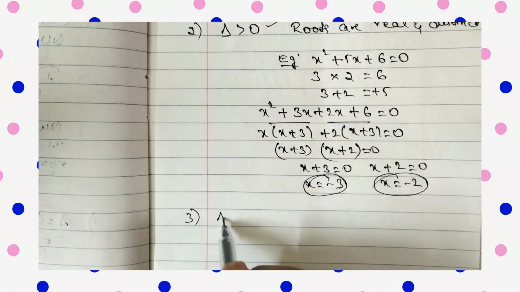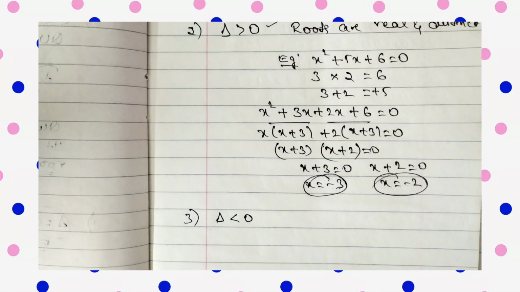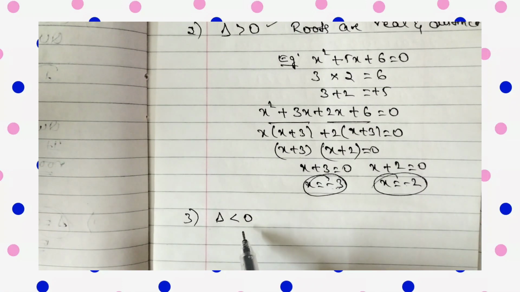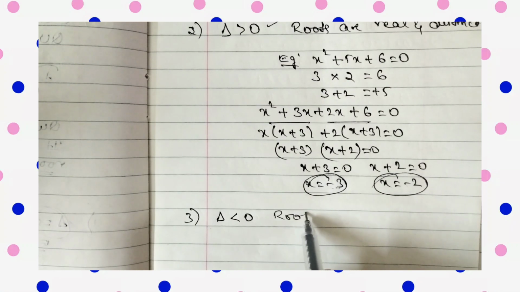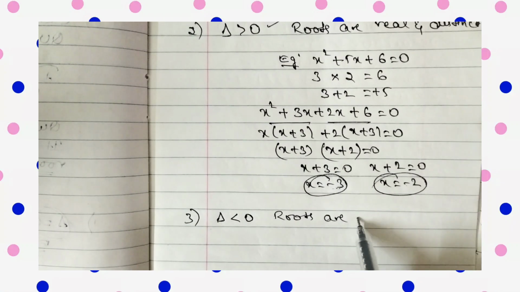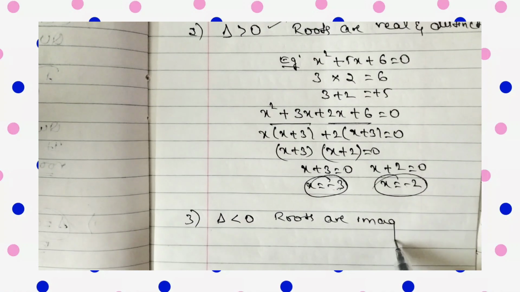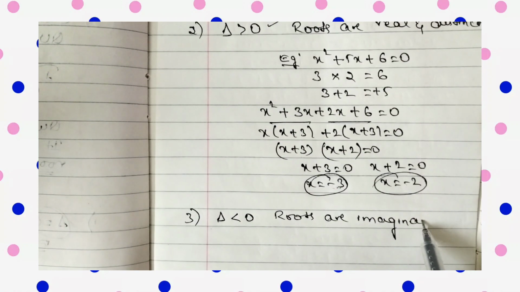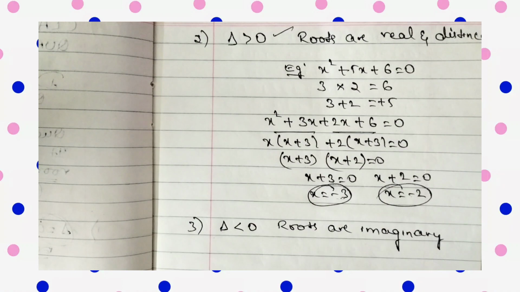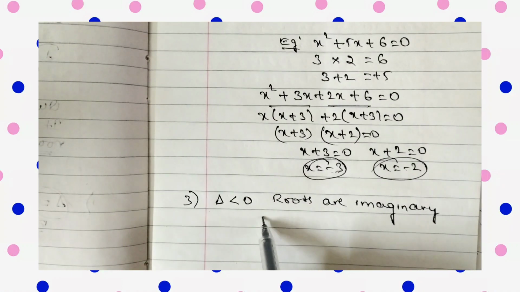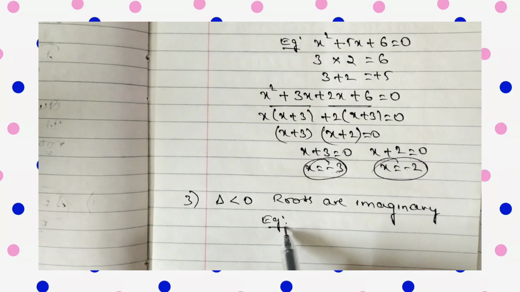So in the third case, if delta is lesser than 0. So what happens if delta is lesser than 0? So let us take one example for this one. So let us see what is the nature of the root. If delta is lesser than 0, then the roots are imaginary or the roots are not real. If they are not real, they are imaginary. So roots are imaginary. So let us take one example for this one.